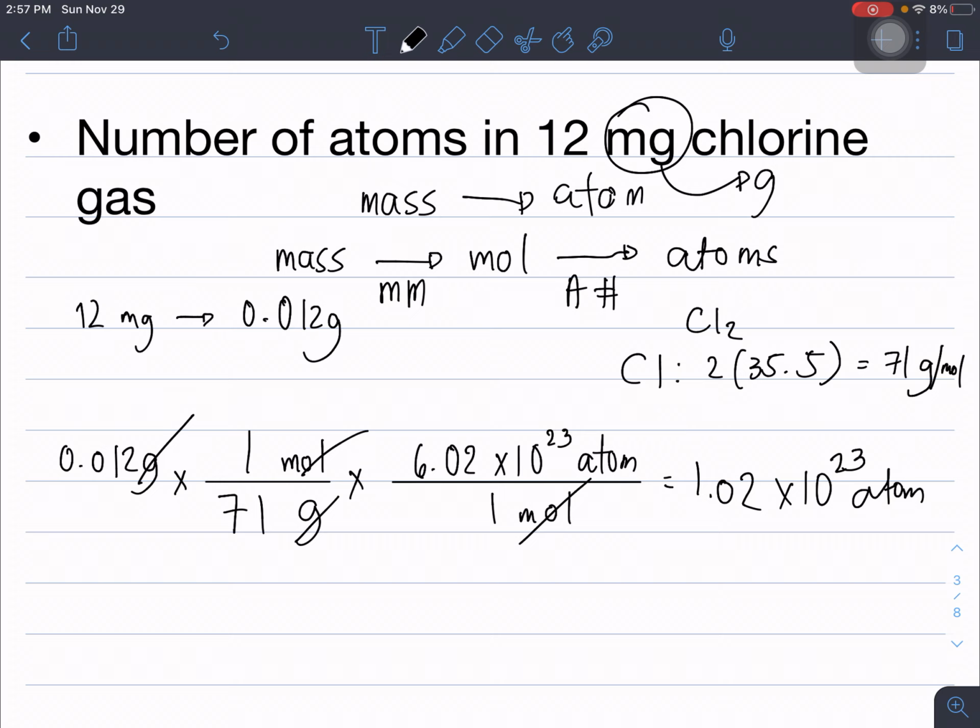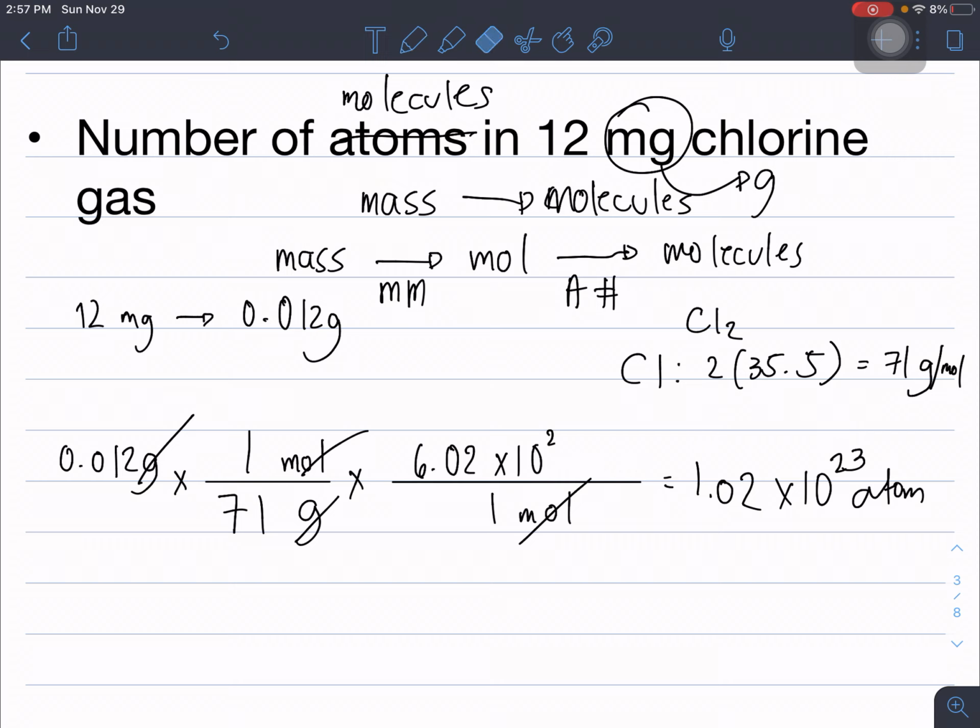Apparently I should not use atoms here, this should be molecules, and also this will be molecules because chlorine gas is a molecule. Okay, so my error here. So molecules, also here should be molecules. So the answer is 1.02 times 10 raised to 23 molecules of chlorine gas.